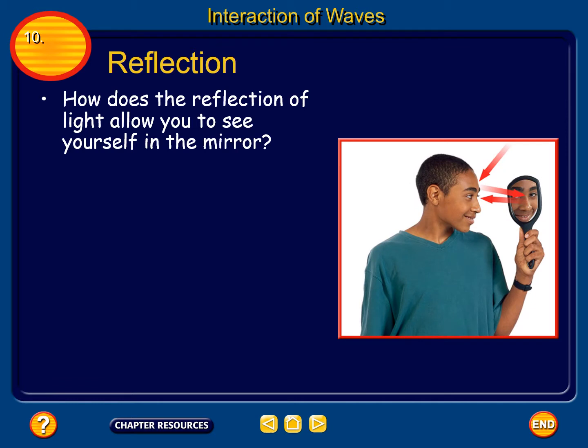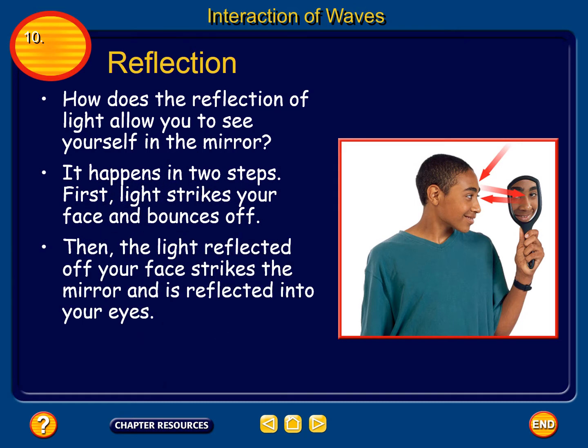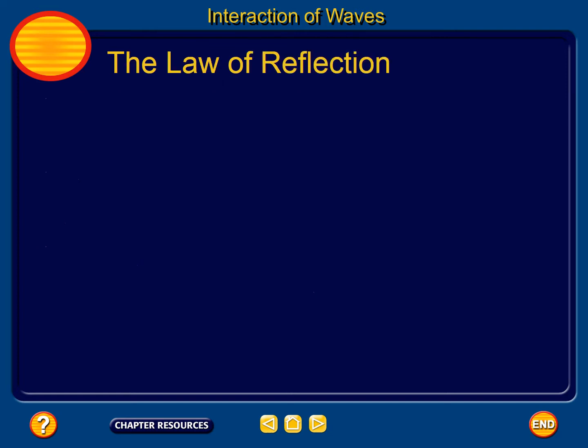How does the reflection of light allow you to see yourself in the mirror? It happens in two steps. First, light strikes your face and bounces off. Then, the light reflected off your face strikes the mirror and is reflected into your eyes.